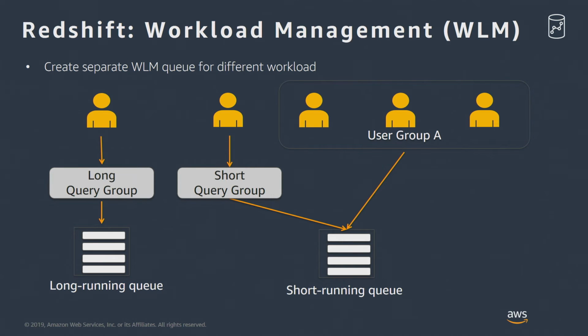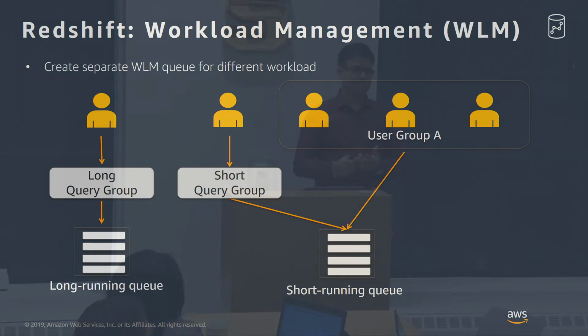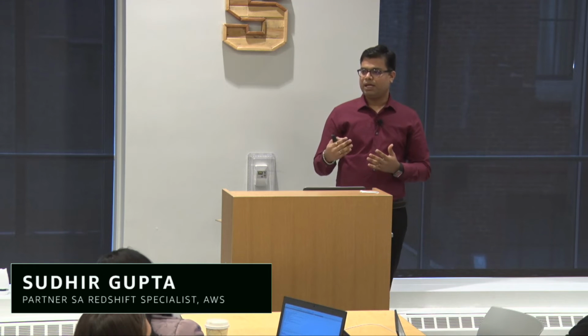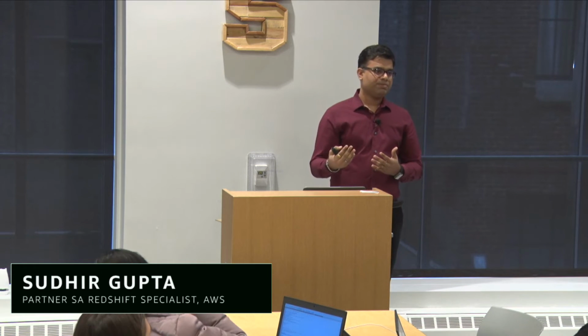Thanks. The question is, is there any cost associated with the WLM? The answer is no. It comes with Redshift. You don't have to pay. You can create even 3 queues, 4 queues. In reality, people normally create 2 to 3 WLM queues.